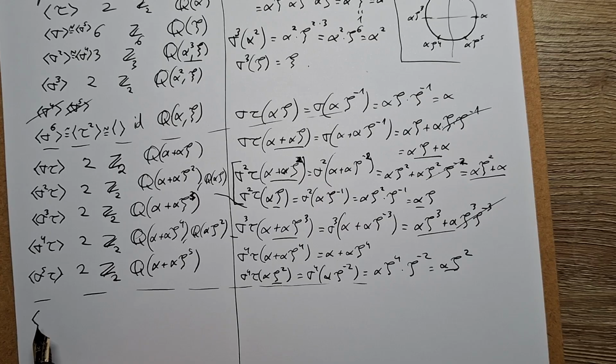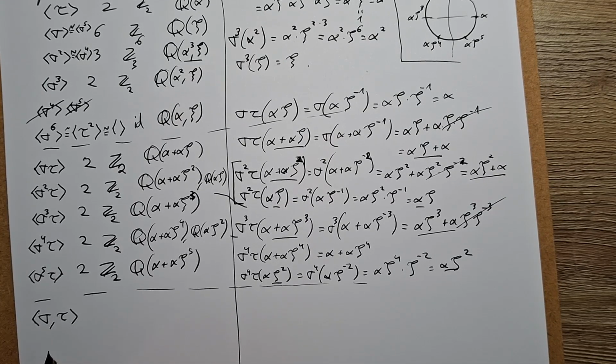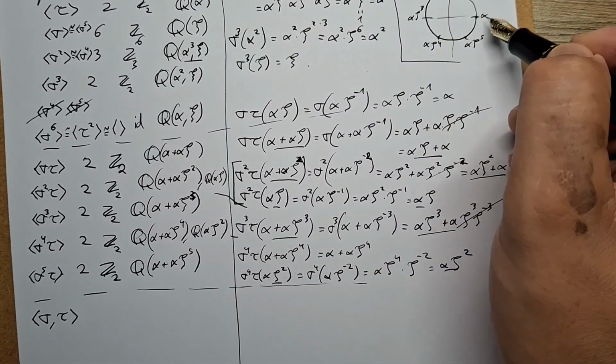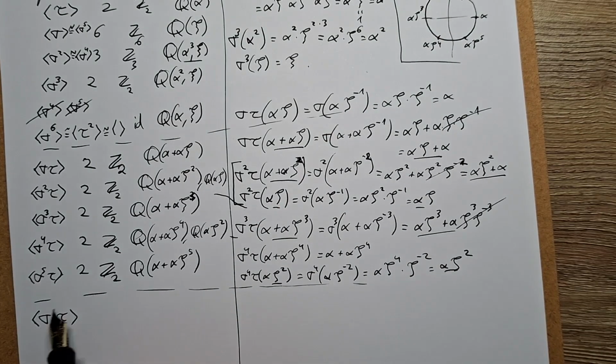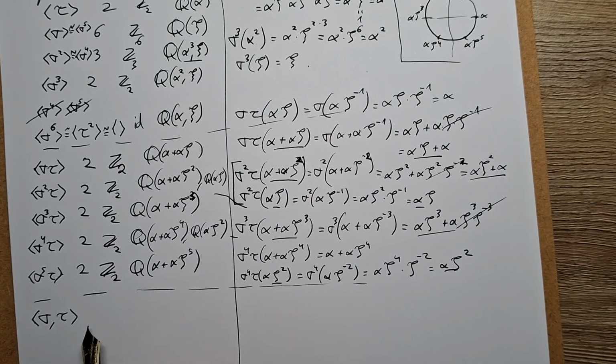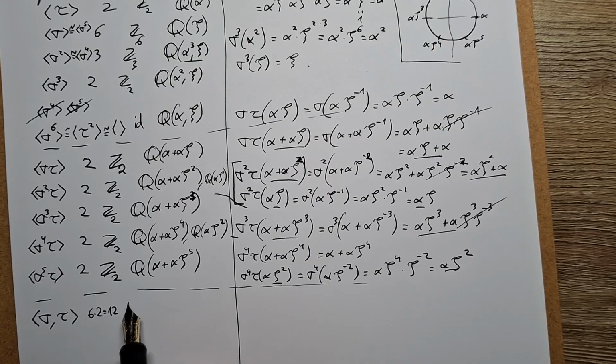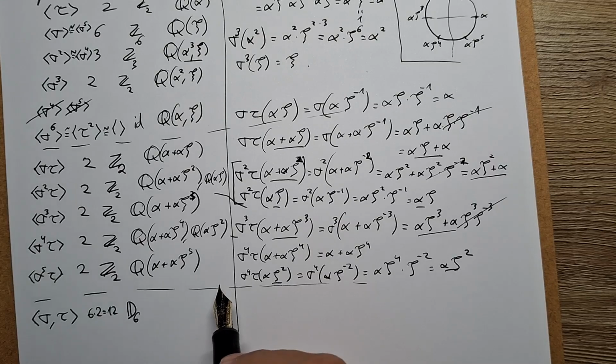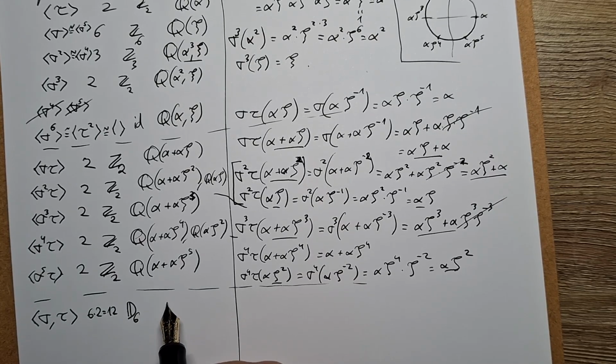more of what is similar to the dihedral groups, which is, first, you have this sigma and tau. Now sigma has order 6 and tau has order 2. So the order of all this is 6 multiplied by 2, which is 12. And this is the dihedral group of order 12, actually. And the fixed field of this is just Q.